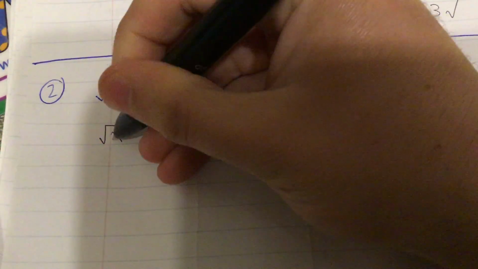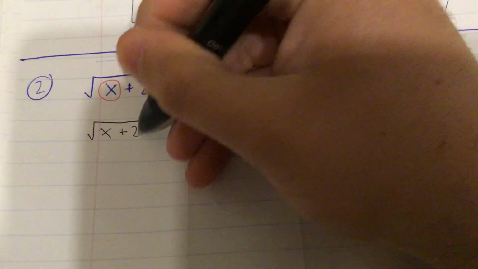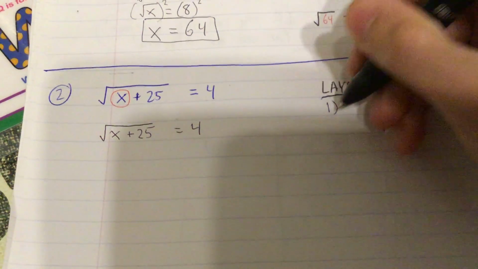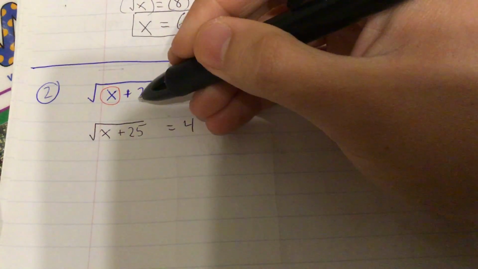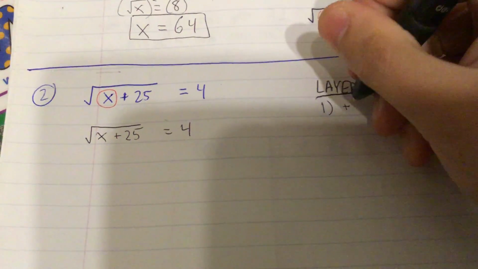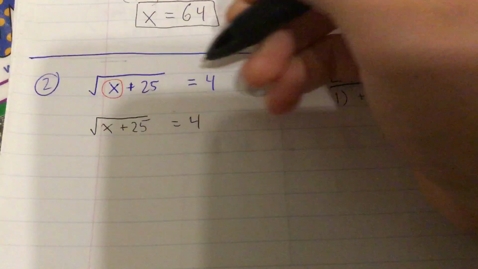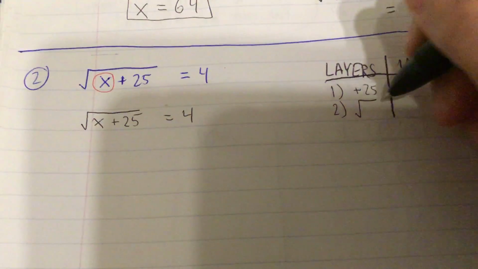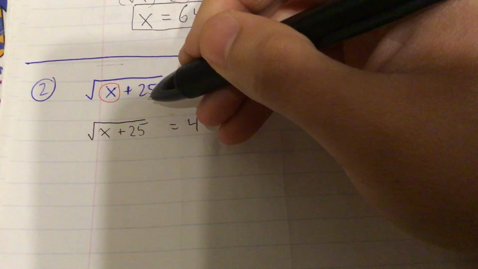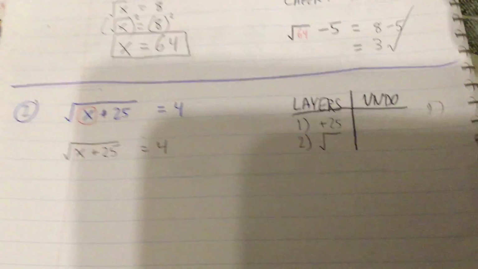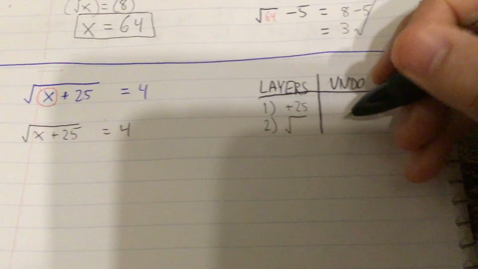So I'm going to rewrite the problem because I'm going to use that target in the first part. Okay, so I'm going to look at my x. What is the first thing bothering my x? It's actually going to be plus 25. And then it's going to get square rooted. So I've got 2 layers upon my x. I've got plus 25, let's just call it the sock layer, and then that square root is going to be the shoe layer. So I'm going to undo the layers of x as such.